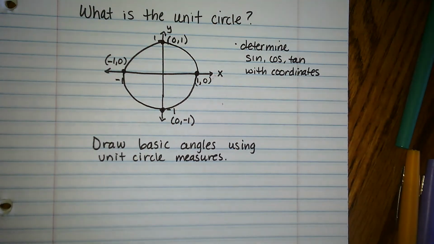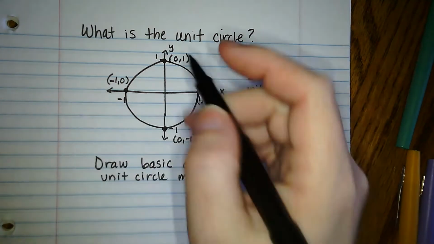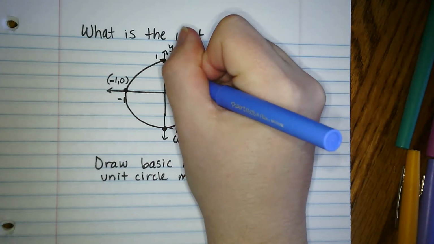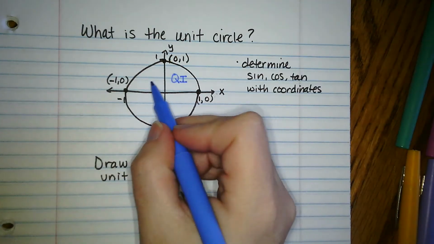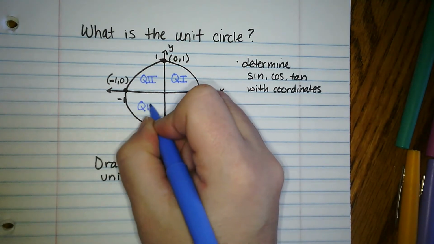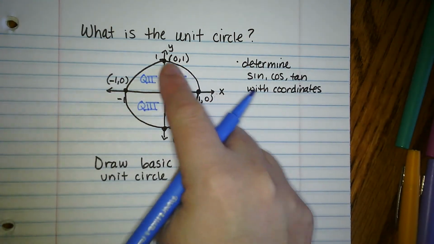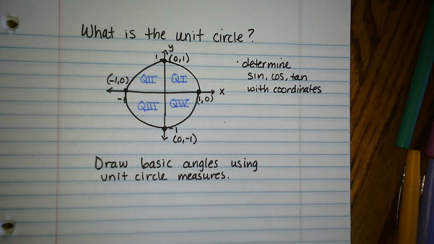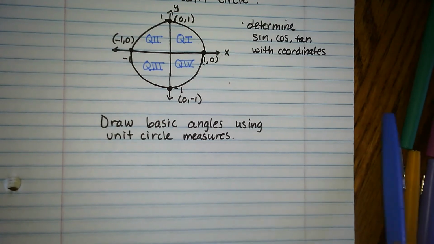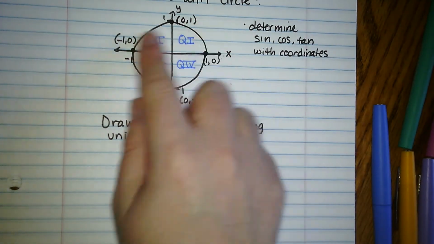And how we split it up is, just so you know, the top right is quadrant 1. So we're going to label that. This is quadrant 1. Top left is quadrant 2. Bottom left is quadrant 3. And bottom right is quadrant 4. So we're going to be able to tell where to put our angles based on what quadrant they're in, based on how big they are. A lot of times trig will ask us, what quadrant is the angle in? And you'll be able to tell based on where it stops.